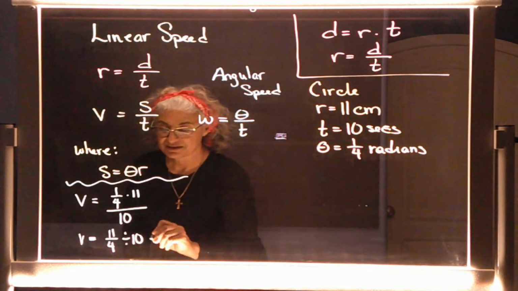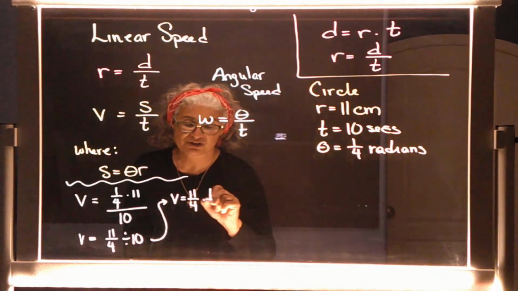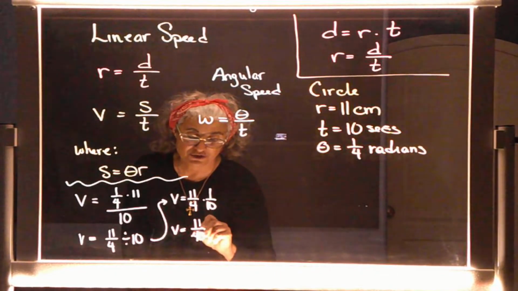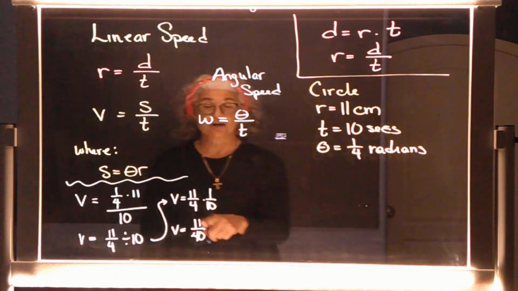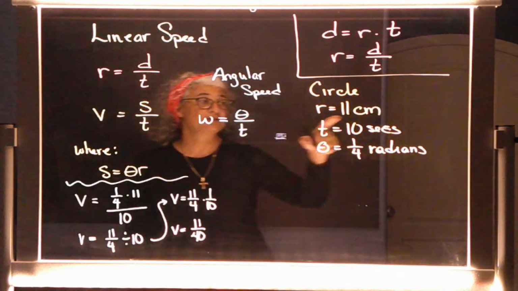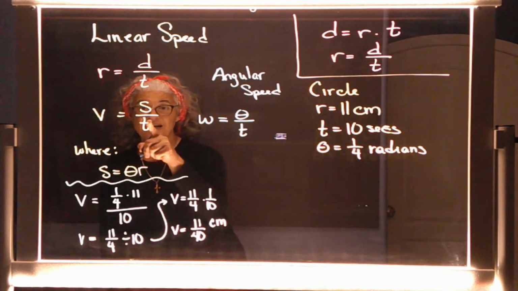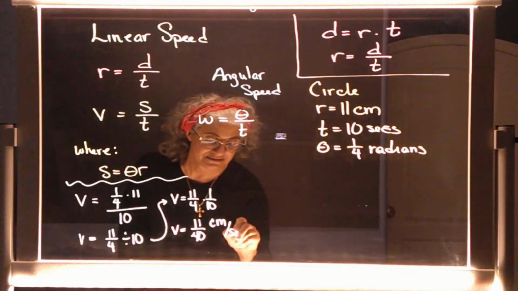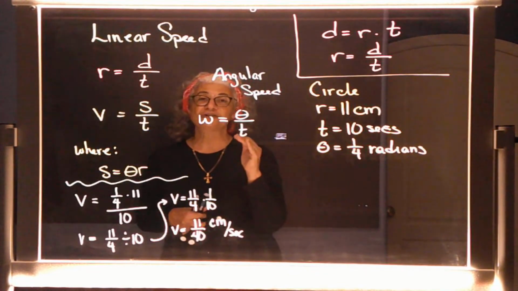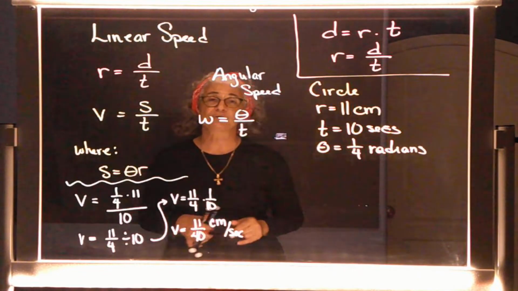Yes? All right, so I'm hoping you remember how to divide fractions. The second fraction you multiply by the reciprocal, which means my linear speed is 11/40, isn't it? Now the units that go with this. 11, the unit for 11 was centimeters. The unit for the time was seconds. So my rate, my linear speed, is 11/40 centimeters per second. They didn't ask me for a decimal, so don't go there.